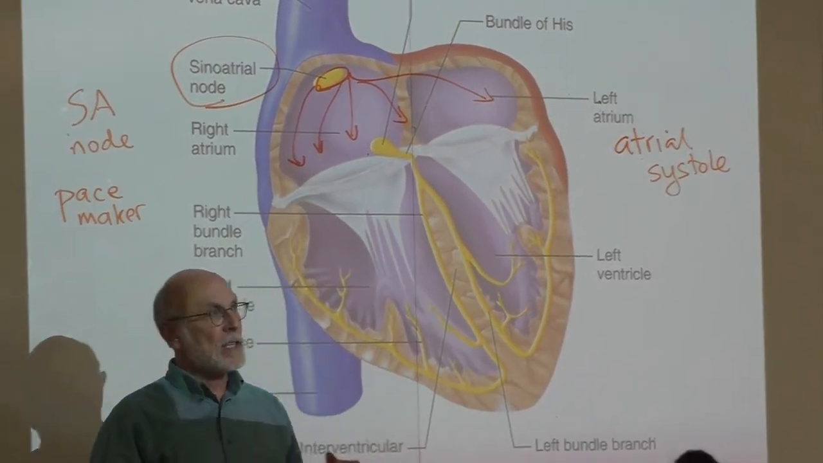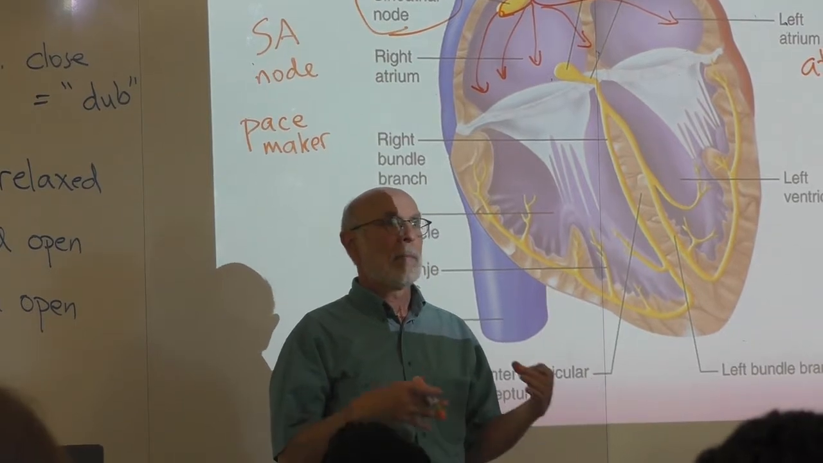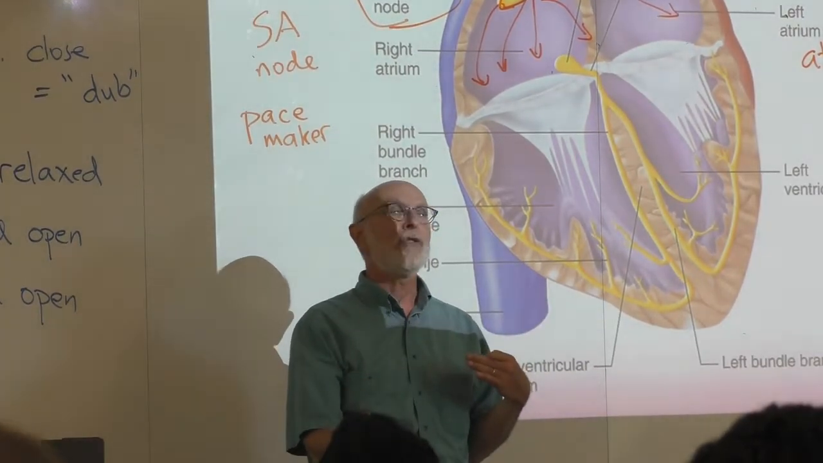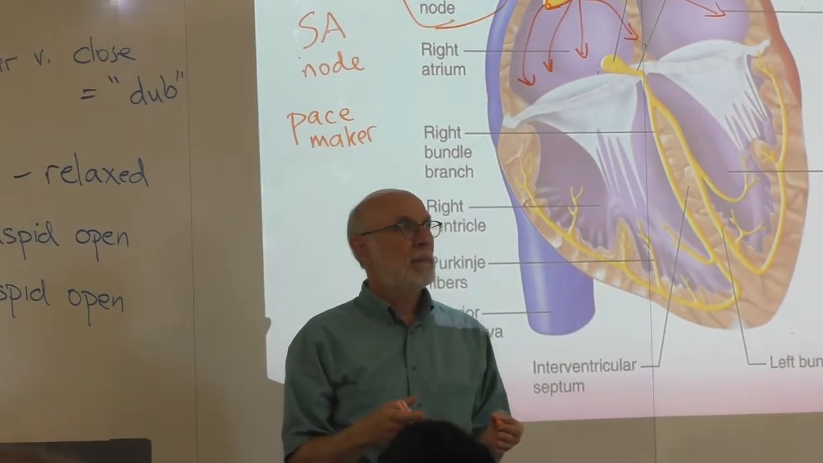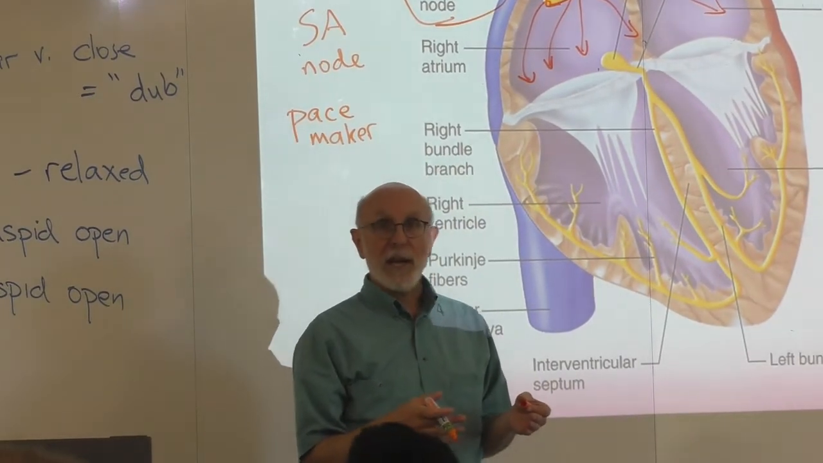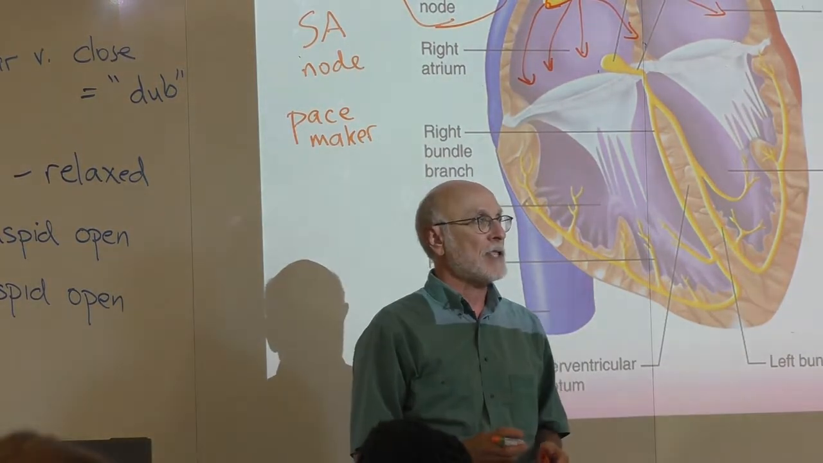Why did the cells contract? Well, they just fired an action potential: depolarization of the T tubule, depolarization of the voltage-gated calcium channel, calcium-induced calcium release. Now we're off and running to contraction.